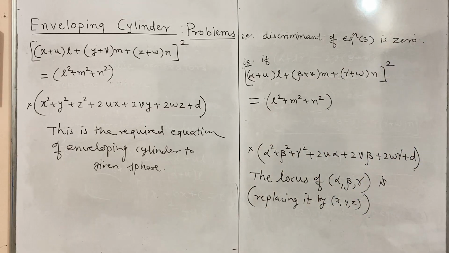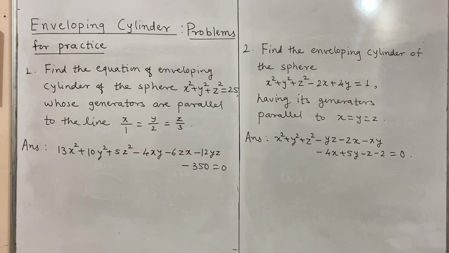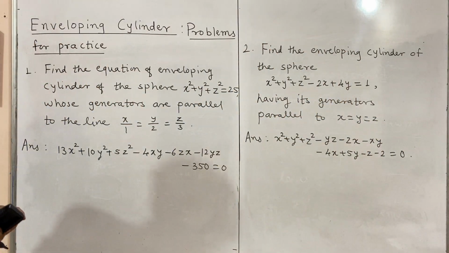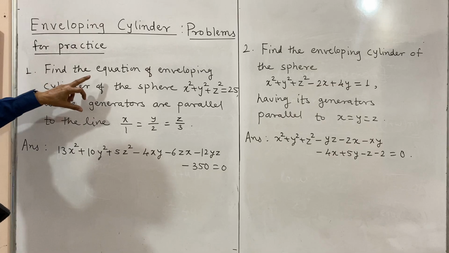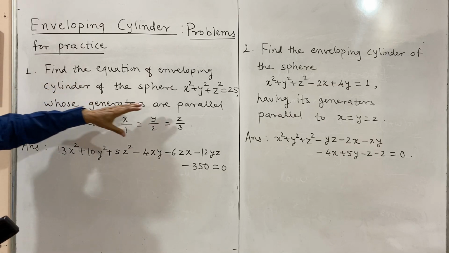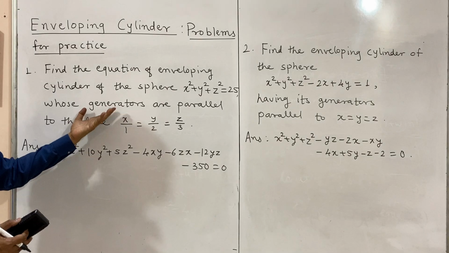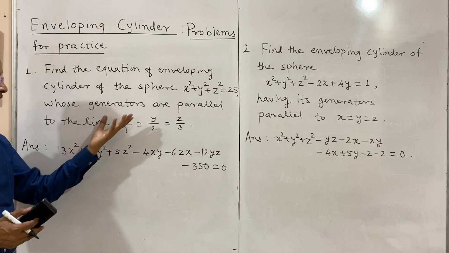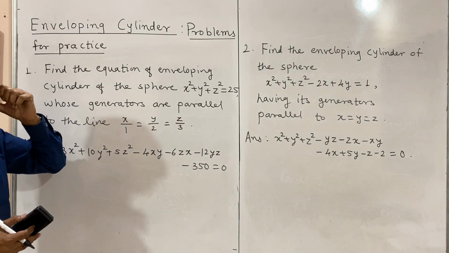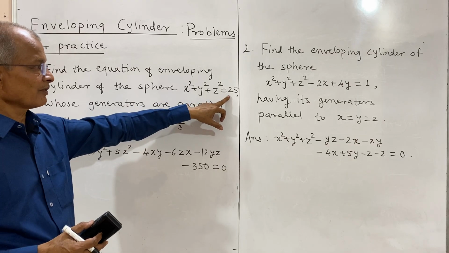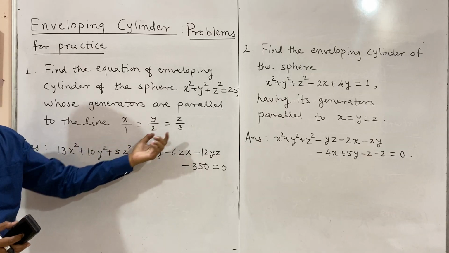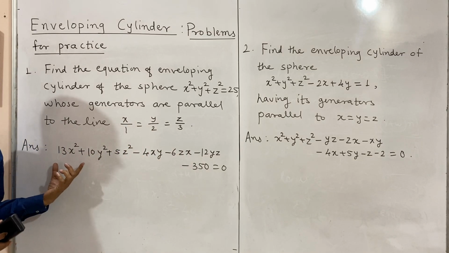Now I shall give you some problems for homework. I have written two problems for your practice, and you should try to solve them. The first is to find the equation of the enveloping cylinder of this standard sphere, whose generators are parallel to this line. You should refer to the earlier lecture, where we obtained the equation of the enveloping cylinder to the standard sphere. Instead of a square, here it is 25, and the DRs of the generator are 1, 2, 3. The answer I have written here. You should verify the answer.